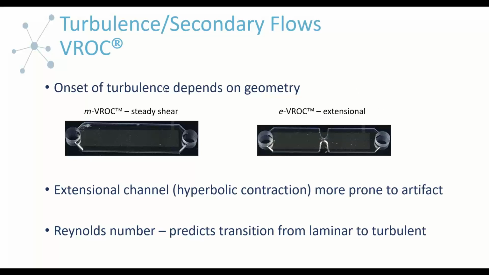And the onset of turbulence is going to depend on the geometry. And intuitively, you may look at this extensional flow channel and say, yes, I can sort of see why this one would be more prone to this particular type of artifact, where you have this rapid constriction and expansion. But in either case, as we evaluate when does turbulence come about on either of these flow channels, we're going to turn to the same parameter, and that's the Reynolds number, which we've talked about before, but we're going to talk about it in a little more detail than previously. And this is the non-dimensional group that predicts this transition from the laminar flow to the turbulent flow.